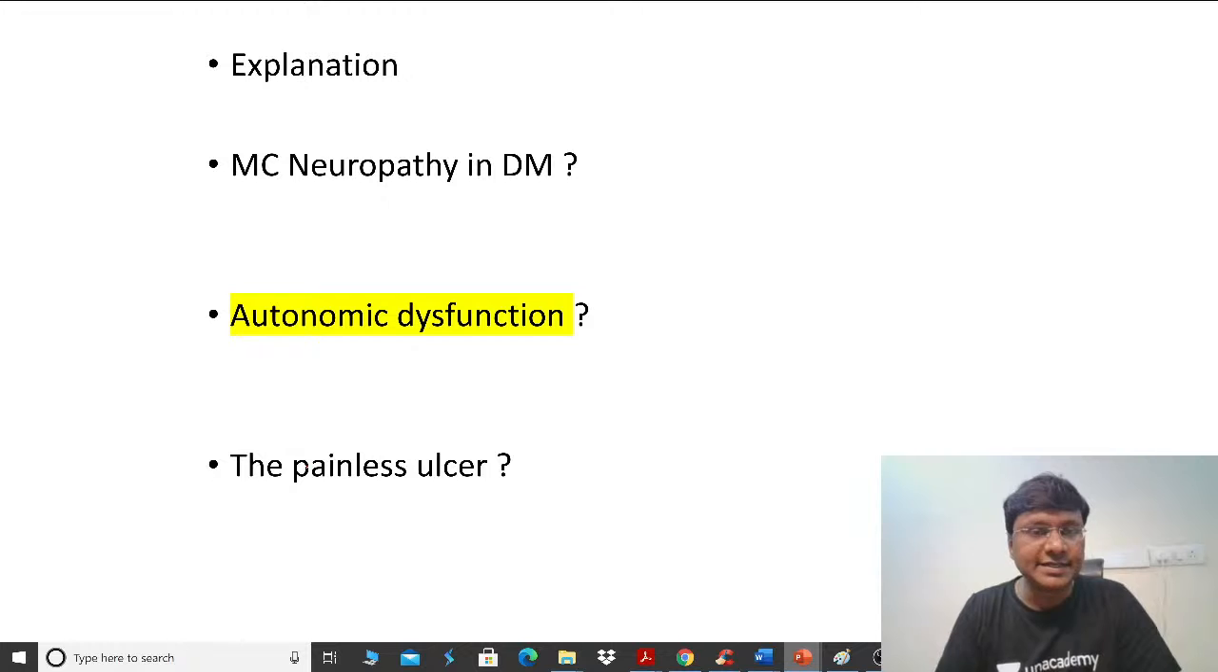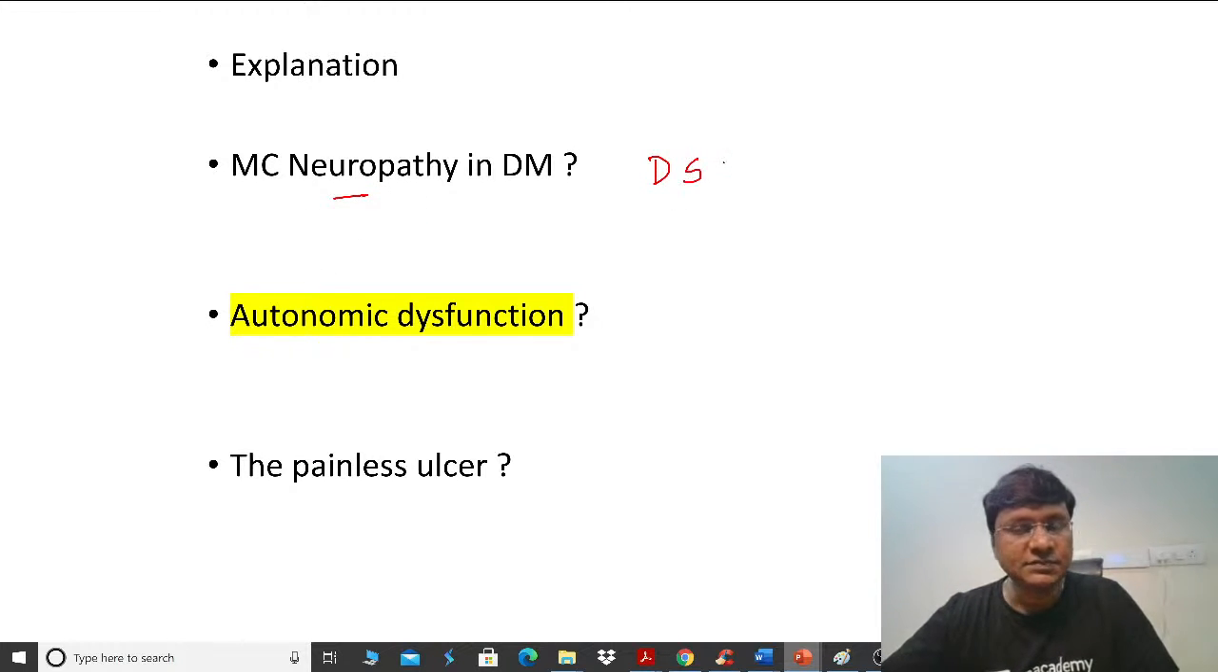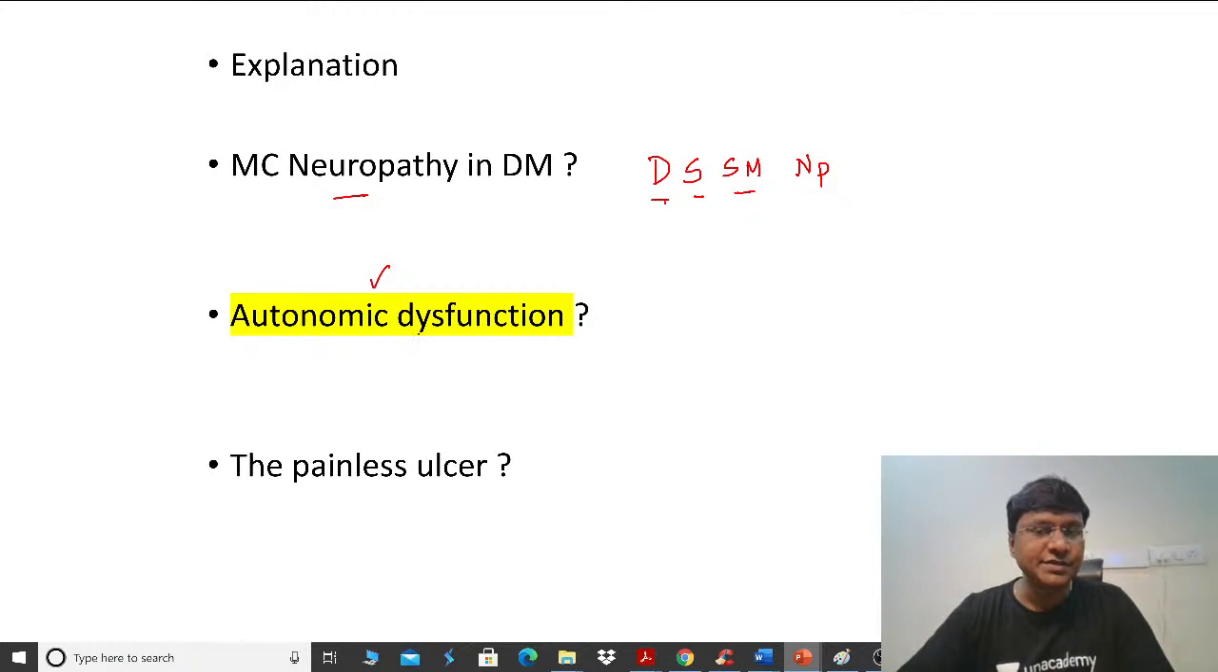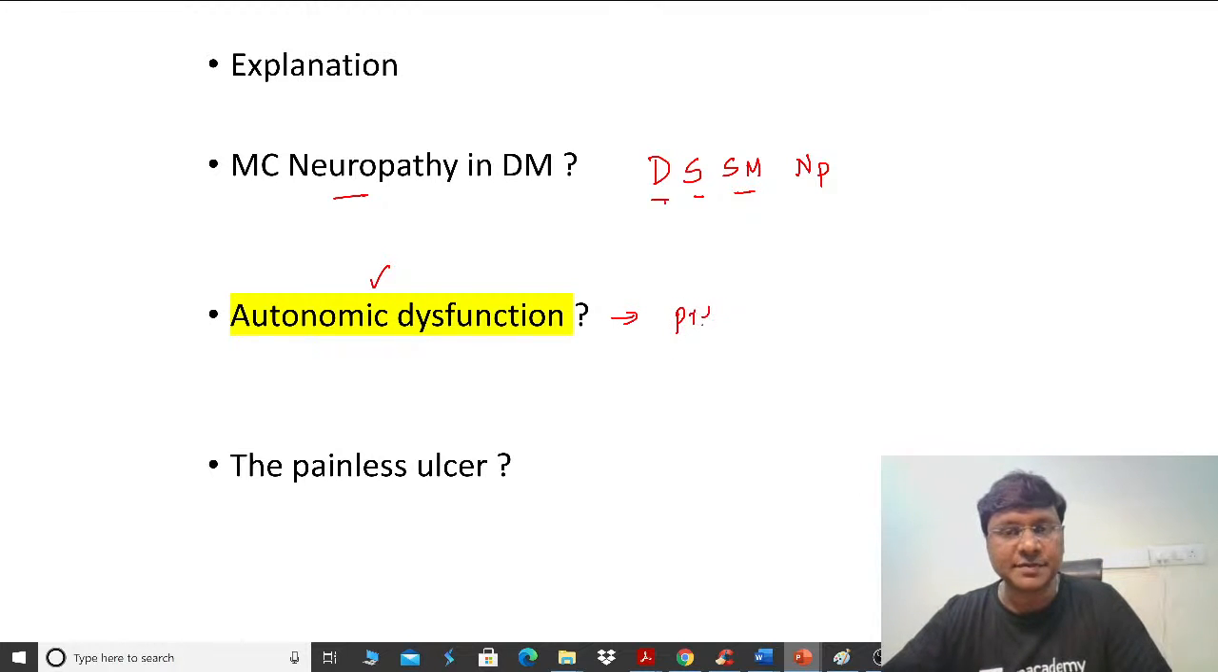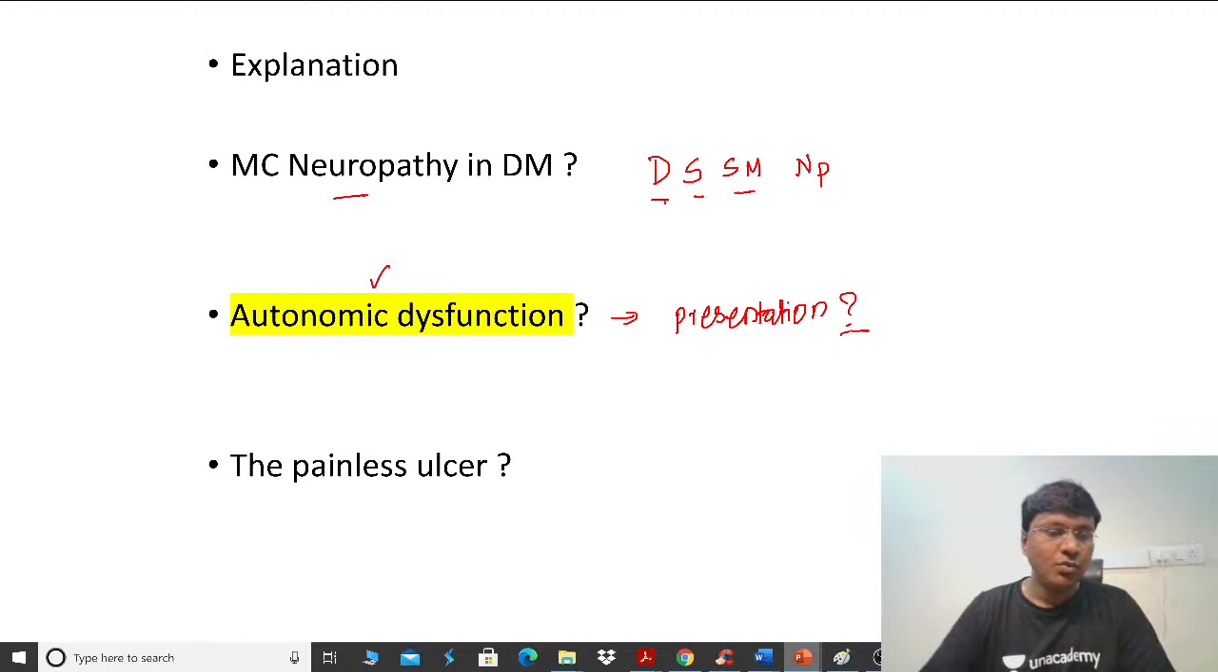Now, the most common neuropathy we have just discussed is distal, symmetrical, sensory motor neuropathy. And then take autonomic dysfunction. Autonomic dysfunction is also very commonly seen in diabetes mellitus. We call it diabetic autonomic neuropathy. Can anyone tell me what will be the presentation of a patient with autonomic dysfunction? Any one of you?